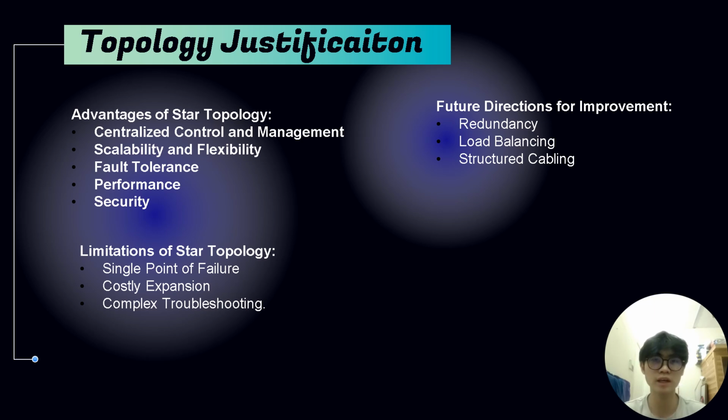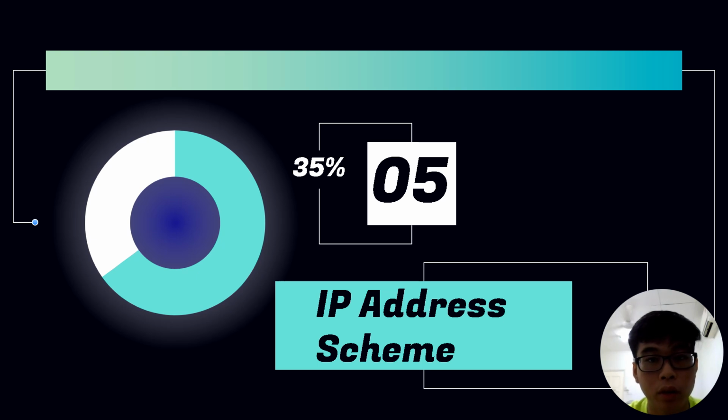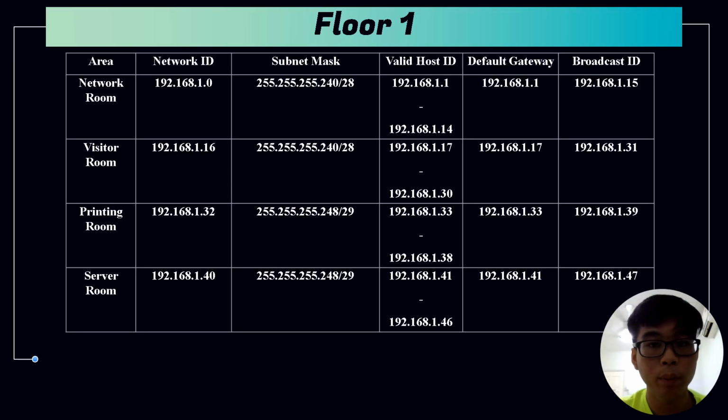So now we'll be taking a look at the IP address scheme. Our IP address scheme is designed with area, network ID, subnet mask, valid host ID, default gateway, and broadcast ID. Using only one network, which is 192.168.1, since the total number of hosts does not exceed 254 usable addresses. All the network IDs and broadcast IDs use the first and last IP address in each subnet, while the default gateway uses the first IP address from the valid host ID. The valid host ID represents the usable addresses for each subnet.